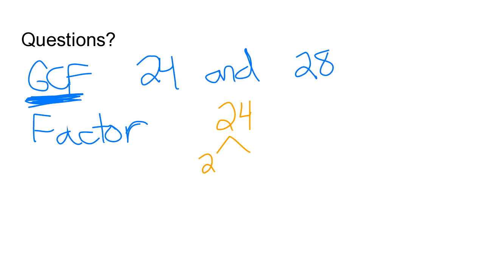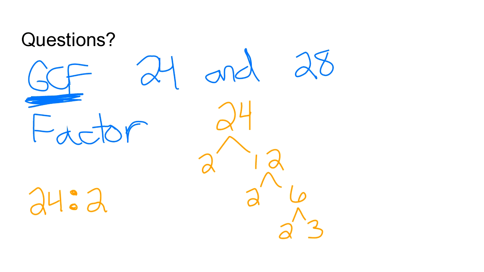I know that 2 goes into 24 12 times. I know that 2 goes into 12 6 times. And I know that 2 goes into 6 3 times. So my factors of 24 are 2, 2, 2, and 3. Yay!